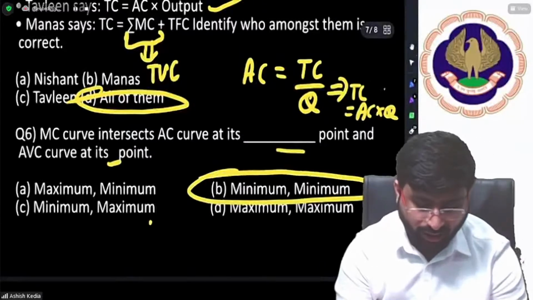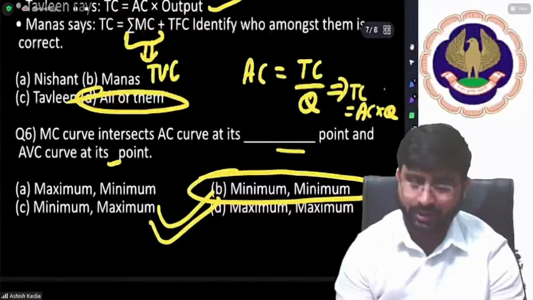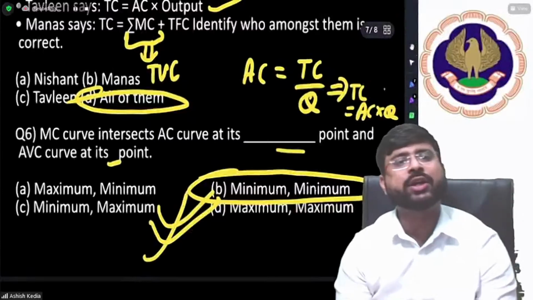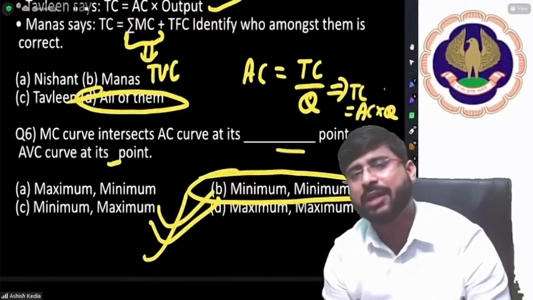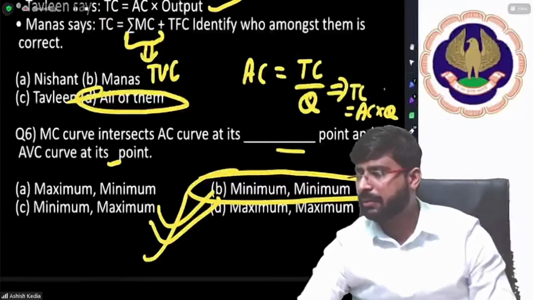You all remember this curve, na? This is the AVC curve. This is the AC curve. And here it has struck from the minimum point. So minimum is your answer. So your answer will be minimum.